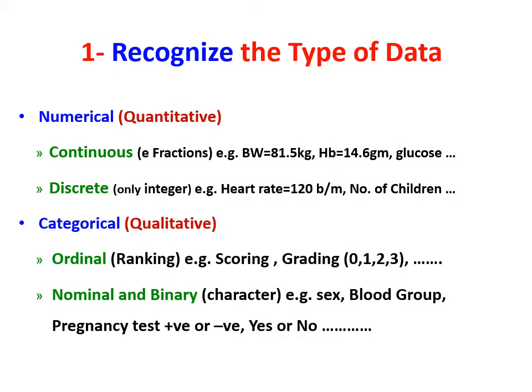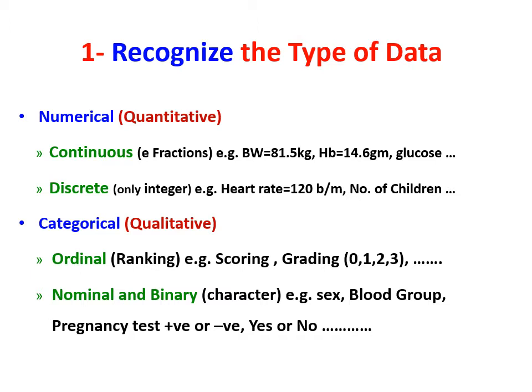First, how to recognize the type of data. There are two major classes of data: numerical data, which is called quantitative data, and categorical data, which is qualitative data. Numerical data may be continuous with fractions, like body weight equal 71.5 kg, level of hemoglobin 14.6 grams, for example, blood glucose 76.9, and so on. There are fractions. Discrete means only integers. There are no fractions.